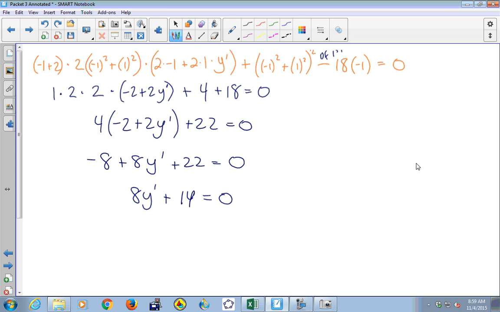You guys know how to solve this from here. So subtract 14 from both sides, divide both sides by 8, so you get -14 over 8, or reduce that, you get -7/4.